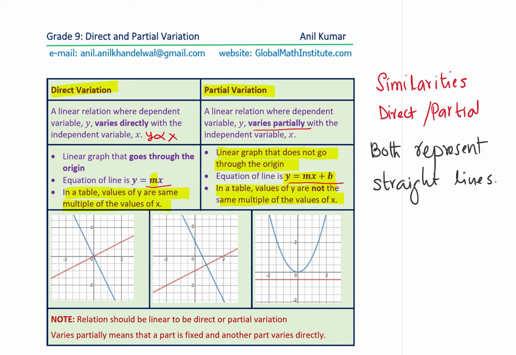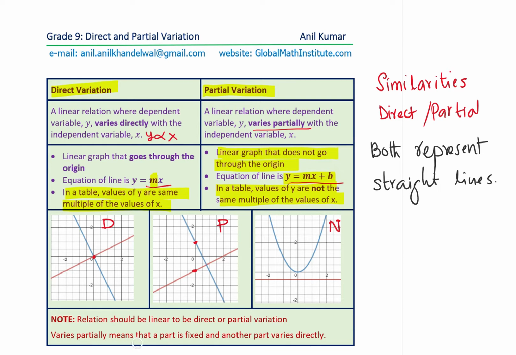Well, let's look into some graphs. We have a graph here. They represent direct variation as they go through the origin, straight lines. Now here we have partial variation since they have different y-intercepts than the origin. And this is neither since this is non-linear. Correct? Now remember that the relation should be linear to be direct or partial variation.